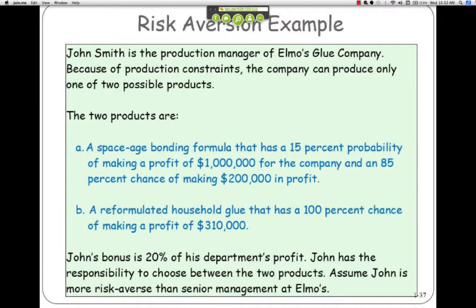Or, solution B, just selling the old glue that you've always sold, making it a little bit better, and you have a 100% chance of making $310,000. John gets 20% of his department's profits. That's his bonus. John gets to choose. It's decentralized. Assume that John is more risk averse than Elmo's management. What would his choice be?